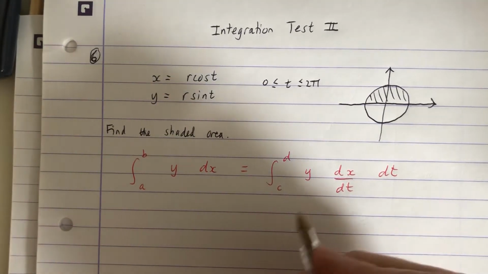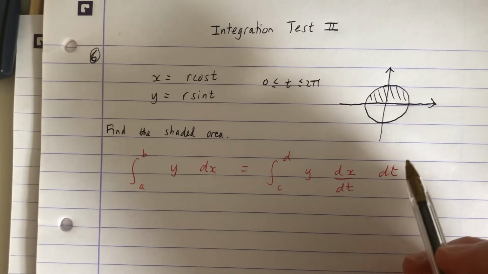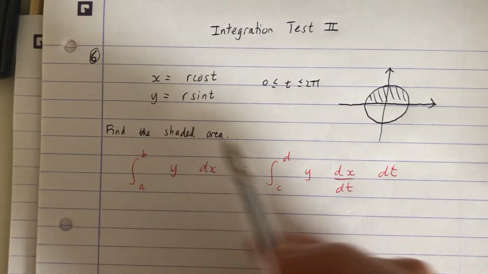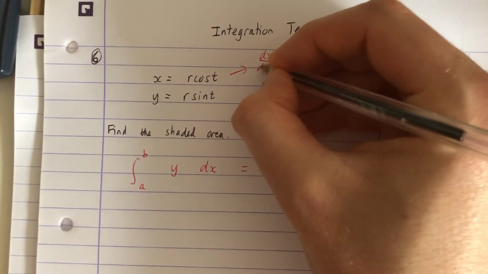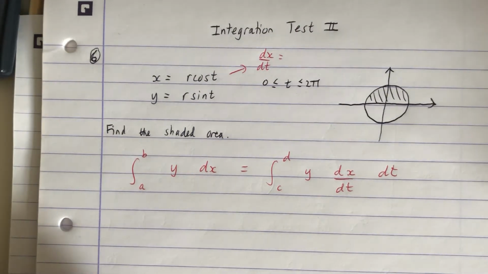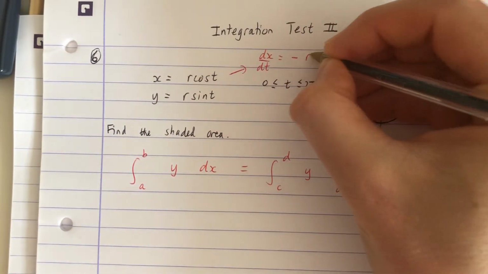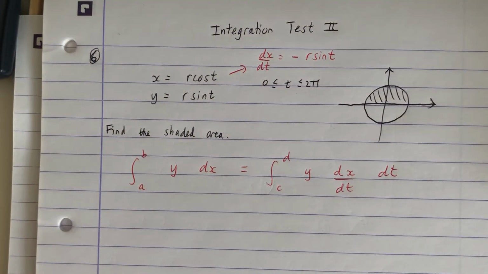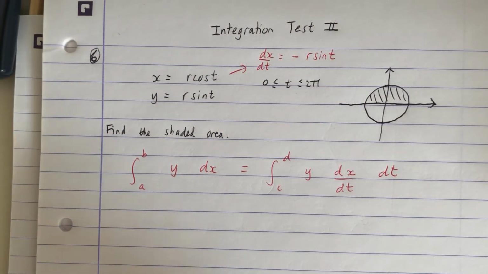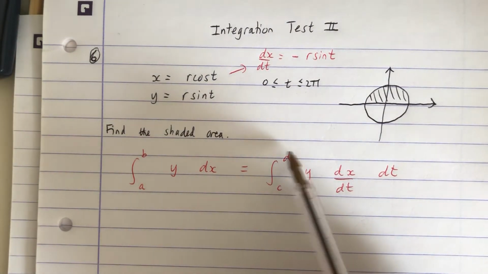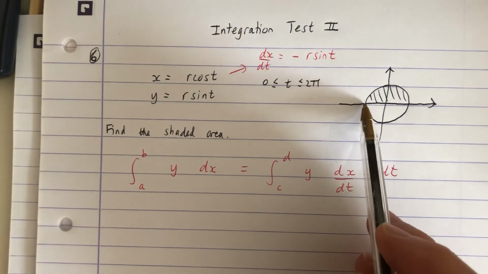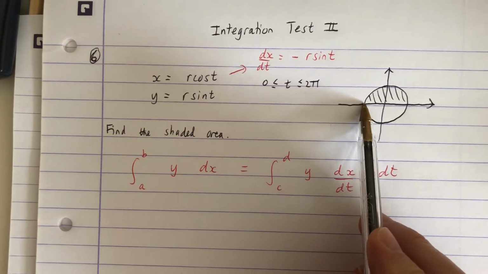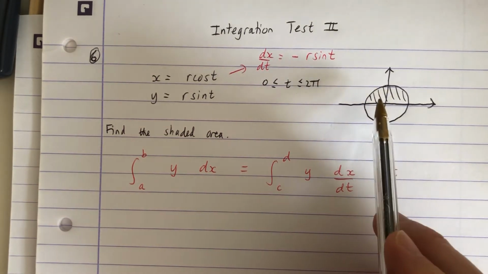Okay, so I'm going to use this one, but the things which are missing, so I could substitute y in, that's already there. Dx by dt, need to work that out, so let's do that quickly. Dx by dt, r is just a number, so what does cos t differentiate to? Minus sine, so that'd be minus r sine t. Okay, now this is where we need to find out these limits in terms of t. So that is the lower limit, that's the upper limit.